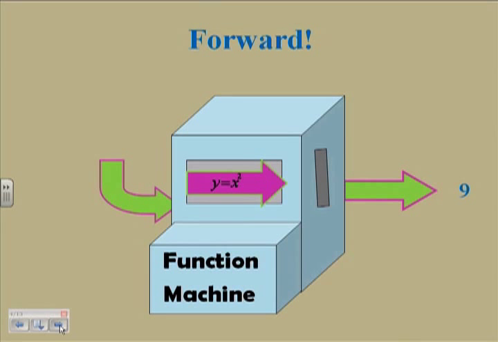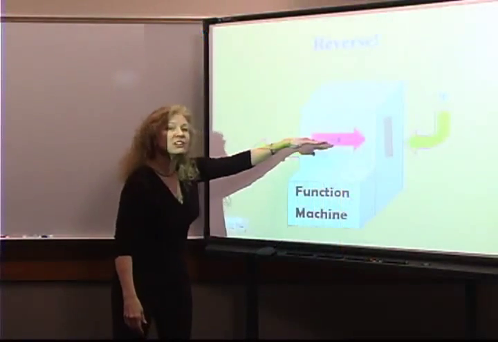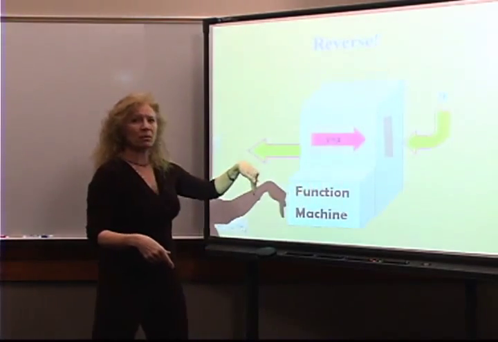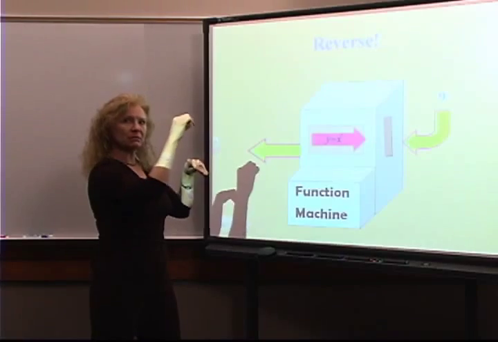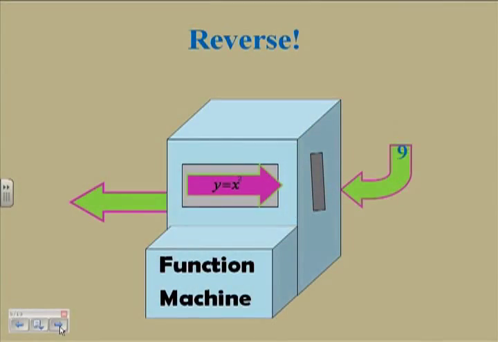Boom, 9. Now that's this function happening in the forward direction. Let's watch this same function, and you see it's the exact same function. I'm saying if you're going left to right, you're squaring. Oh, but now we want to go in reverse. So I'm going to put the 9 in the hopper. What's going to come out?